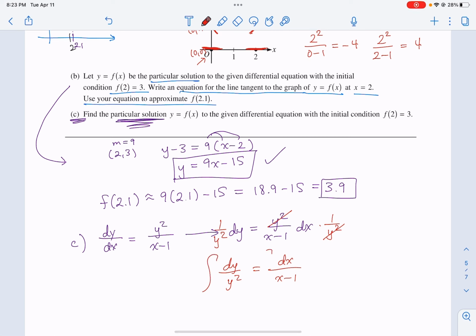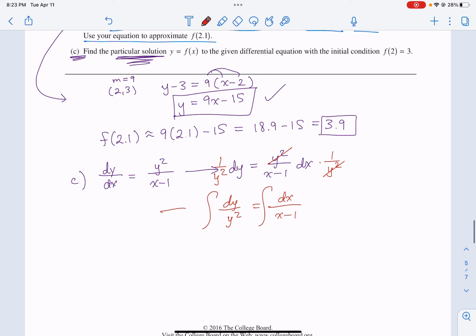And in fact, if you look at the scoring guidelines, you get points for doing that. You get points just for separating it. That's really nice of them. Let's go ahead and integrate. The left side turns into negative 1 over y. The right side turns into the natural log of x minus 1. Of course, we've got to have a plus c for the general solution.